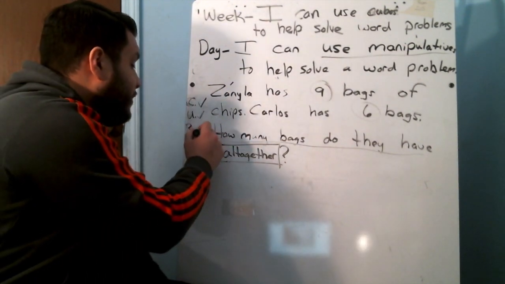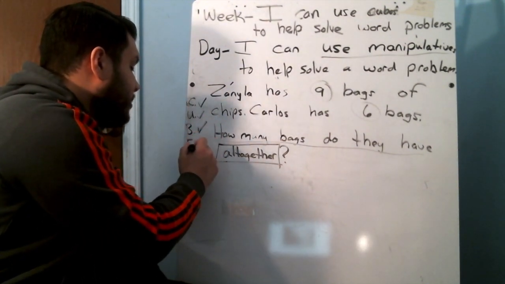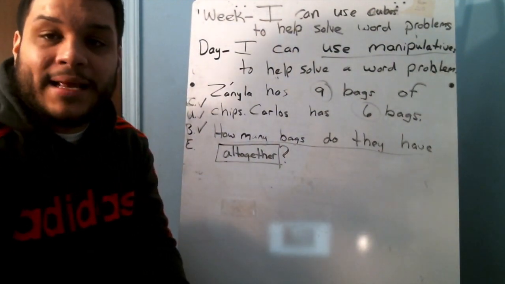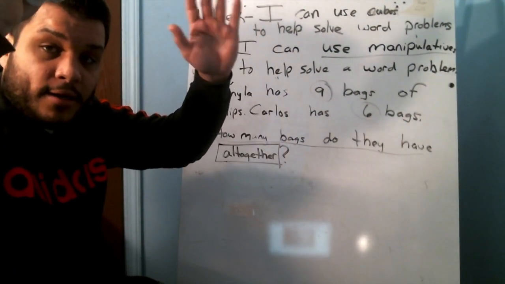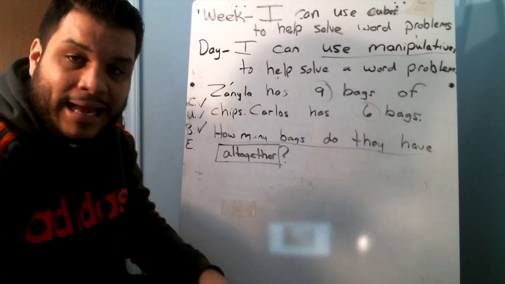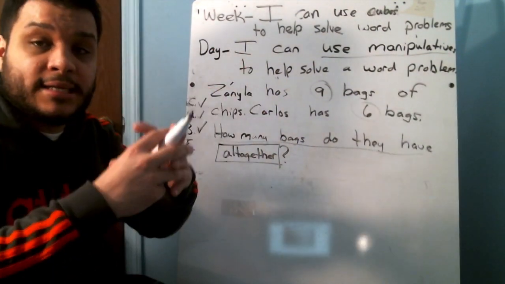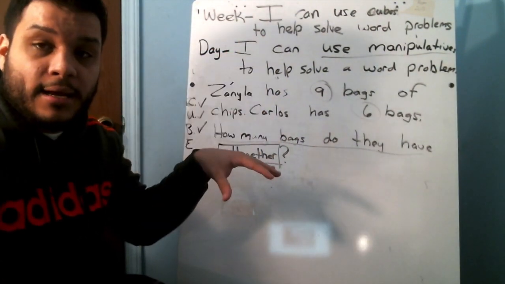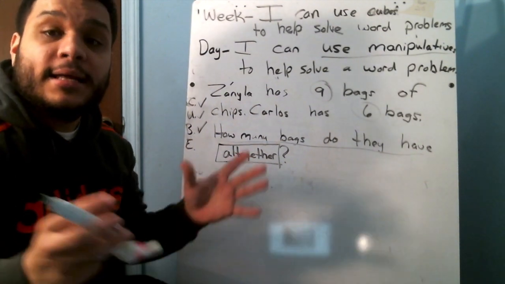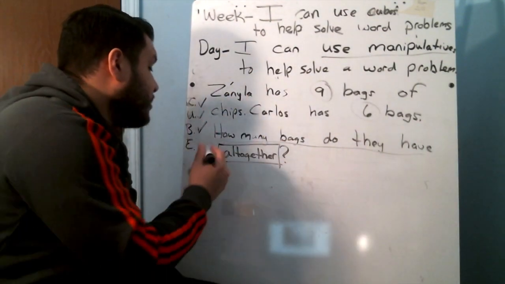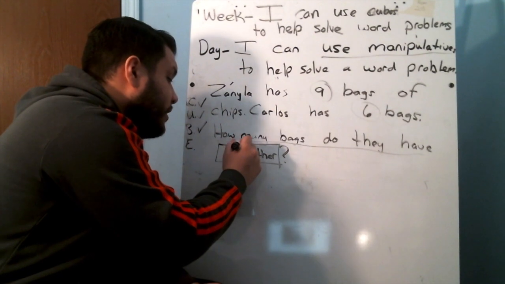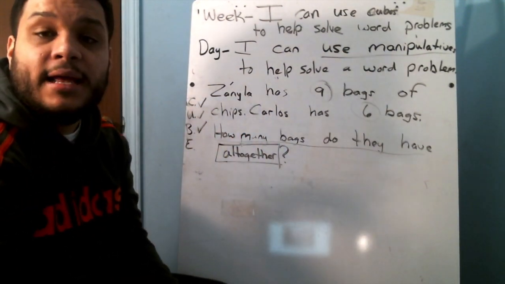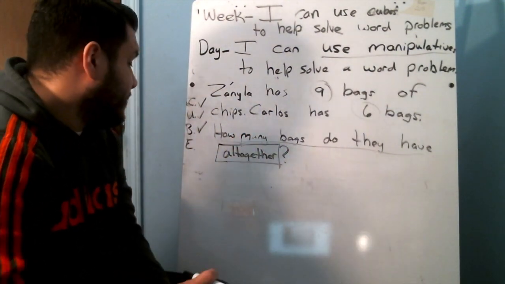Well, let's move on to our E, which is evaluate. All together. Does that mean that the number is getting greater or that the number is going down? Are they putting 2 parts together or are they breaking something up? Yes, they're putting 2 parts together. So because they're doing that, we know, I'm going to write an addition sign, that we are using adding.